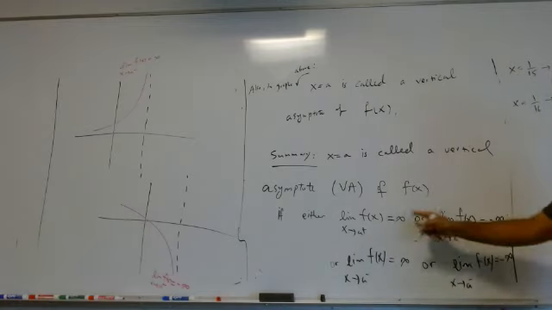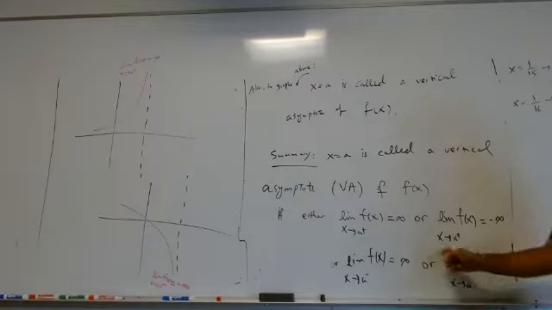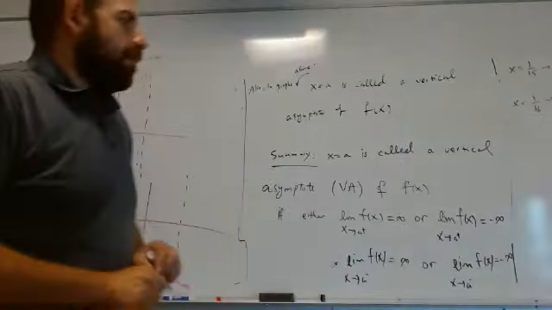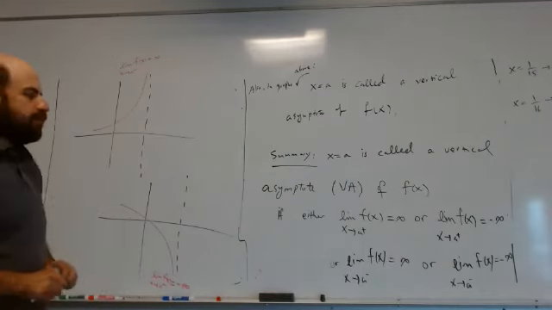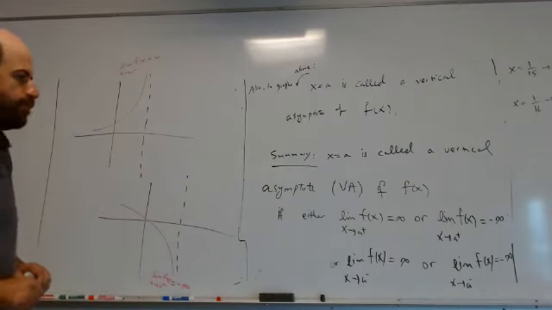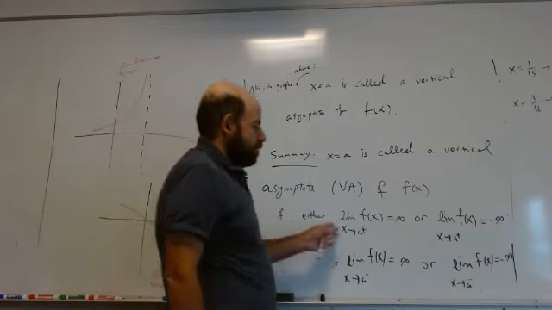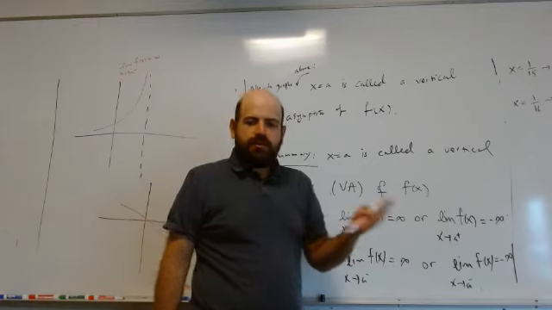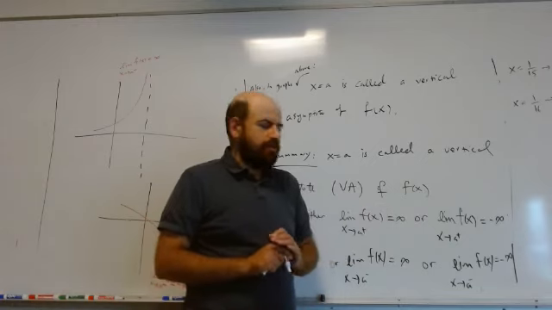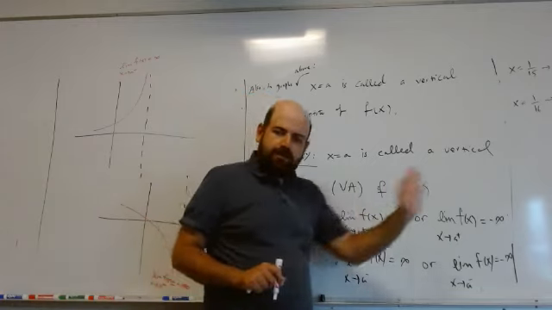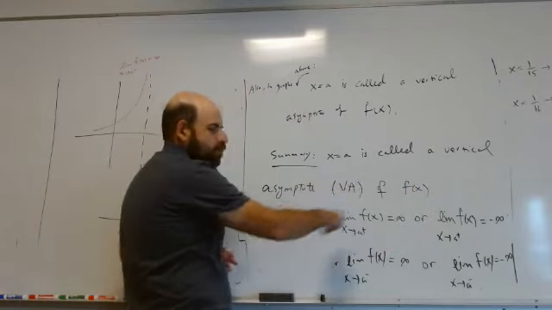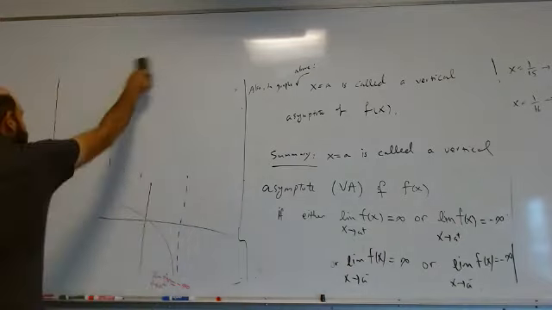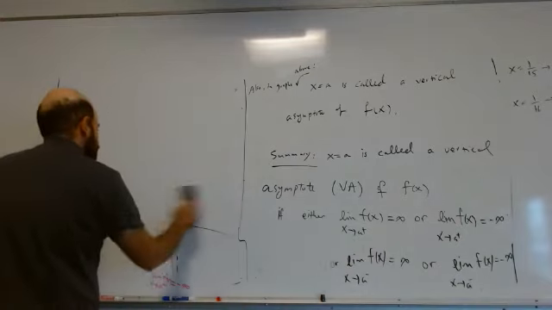So in any of these four cases, if one of these four conditions holds, then we say that x equals a is a vertical asymptote. In mathematics, when you put "or" between a few statements, it means that if at least one of them is true, then we are okay. But if there is "and", then all of them must be true. Here it is "or", meaning that even if one of them is true, we still say that x equals a is a vertical asymptote.